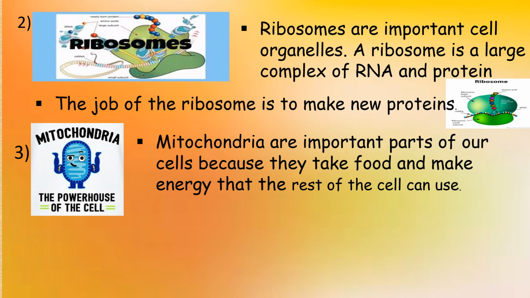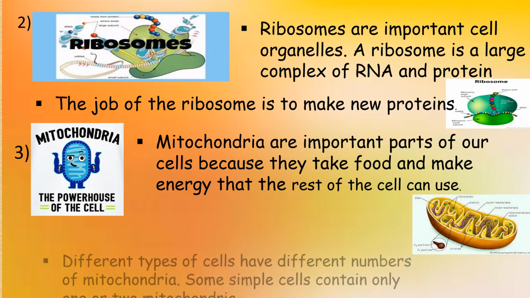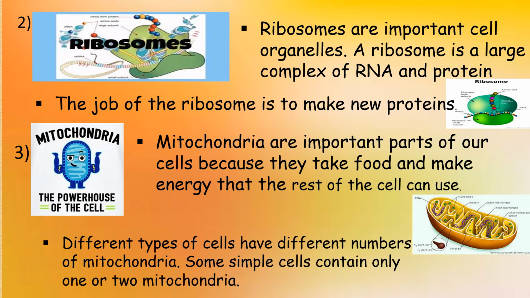In cells that need a lot of energy, such as muscle or nerve cells, there are many mitochondria. This gives us a clue to their function. They carry out some of the reactions of respiration. Different types of cells have different numbers of mitochondria. Some simple cells contain only one or two mitochondria.